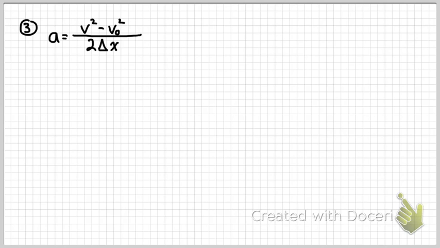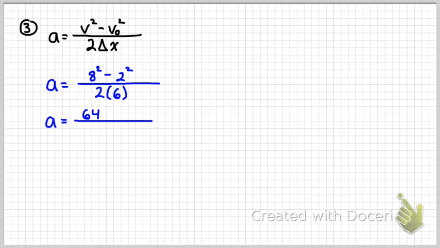Third one was a equals (v squared minus v subscript 0 squared) over 2 delta x. Showing your substitution will look something like this. Squaring those numbers on top first would give you 64 for 8 squared. My bad. So fixing my mistake real quick, 2 squared is 4, and so that should become 64 minus 4 over 12.